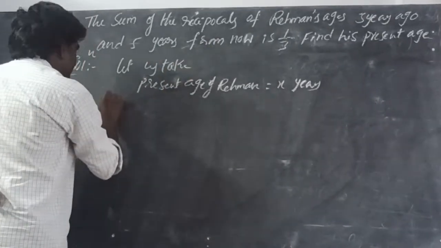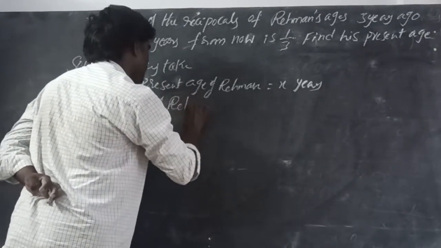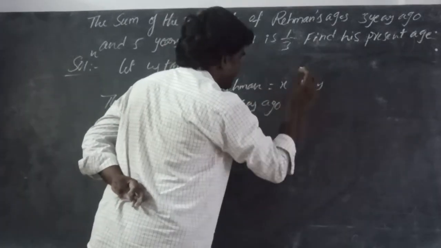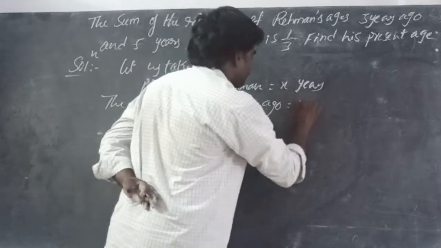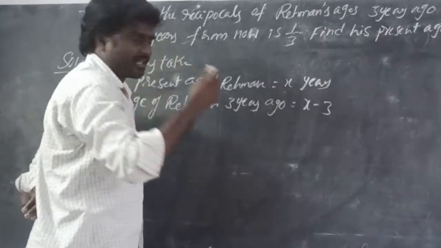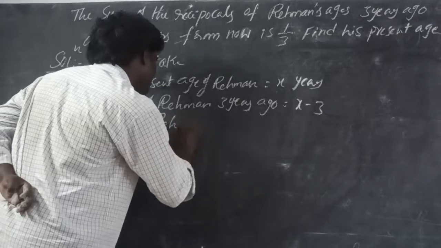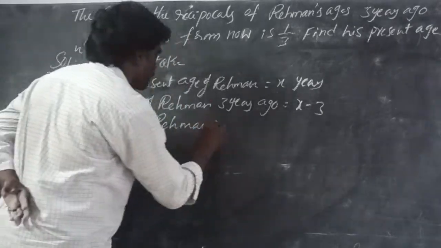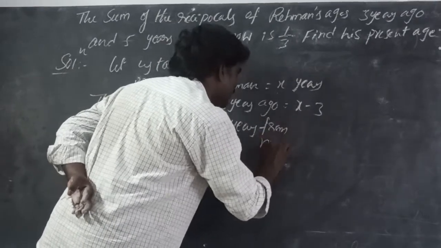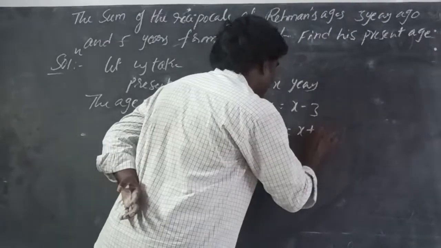Okay, here the age of Rahman 3 years ago is, ago means back now, so that is x minus 3. It is the present age; from this present age we go 3 years back. Okay, x minus 3. Next, Rahman's age 5 years from now. From present, 5 years ahead. Okay, so that is x plus 5.